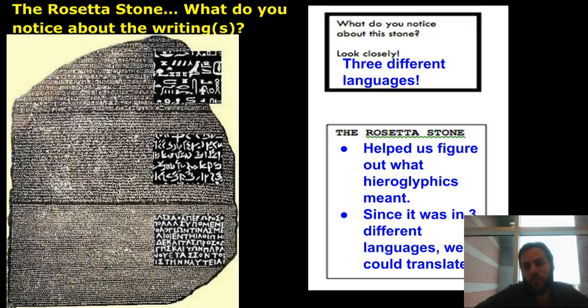So the Rosetta Stone is important because it helped us figure out what hieroglyphics meant. Since it was in 3 different languages, we could translate hieroglyphics. The 2 other languages there were actually more recent. So there's Greek and Demotic on this as well, 2 other languages. Hieroglyphics dates back farther than both of those languages. But we knew how to translate Greek and we knew how to translate Demotic. So then we were able to translate hieroglyphics because all of these different parts of the stone said the same thing, just in a different language. Pretty cool, right?